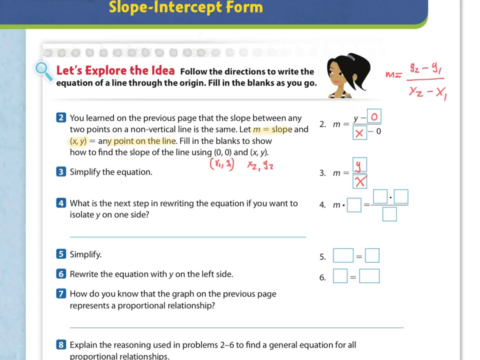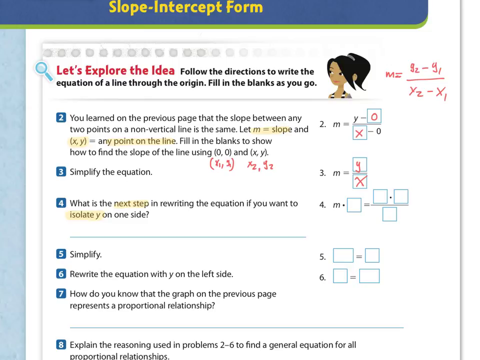Right, can I get a volunteer to read 4 for us, please? And make sure that it's loud and clear. Eduardo. What is the next step in writing the equation if you want to isolate y on one side? Okay, so now let's highlight what this one is telling us to do. We're trying to figure out what is the next step to isolate the variable. And the variable that we're going to isolate is y.